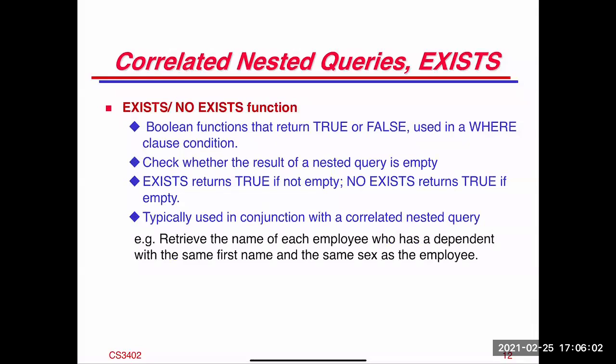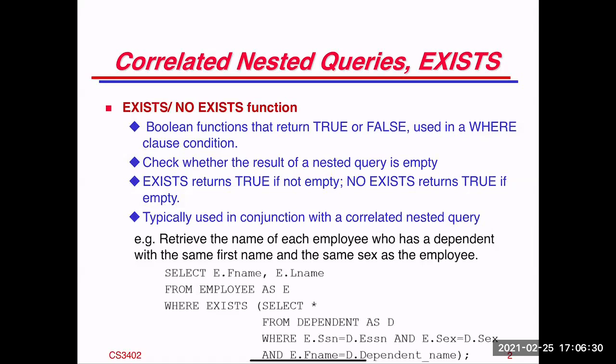So let's look at this example here. We want to retrieve the name of each employee who has a dependent with the same first name and the same sex as the employee. This might look familiar, right? This query is actually the same one that we just looked at. Let's see how we can write this using exists.